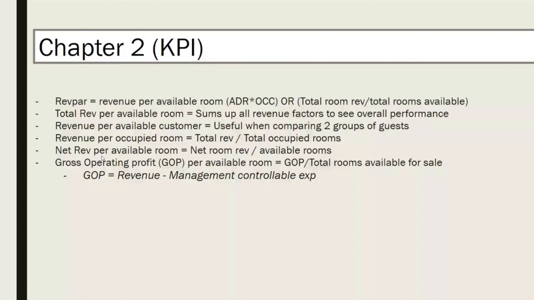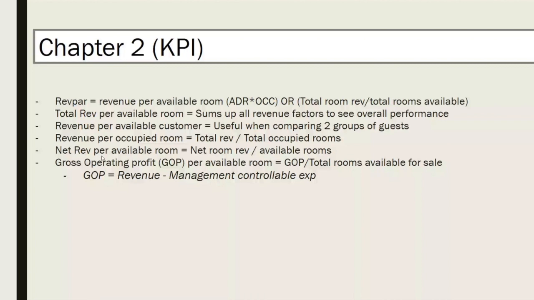So you can look at the net revenue, and at whether your distribution costs or your TA commissions are very, very high. Next, we have the gross operating profit per available room. This looks at the average gross operating profit generated by each available guest during a specific time.